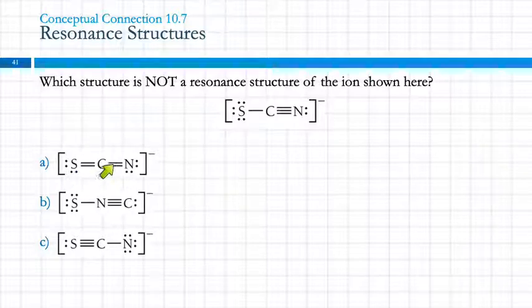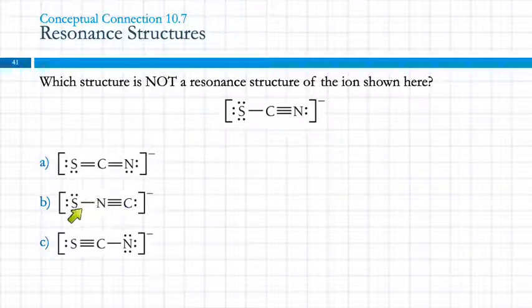So here I have 2 double bonds instead of a single bond and a triple bond. Well, could I get that by just taking 1 bond here and sticking it over there? I could. So those are resonance structures. I can just move one of the multiple bonds and I have the same thing.